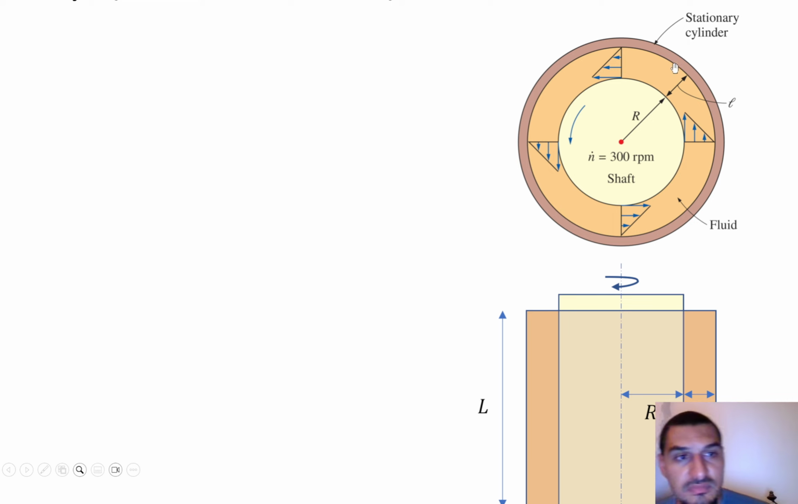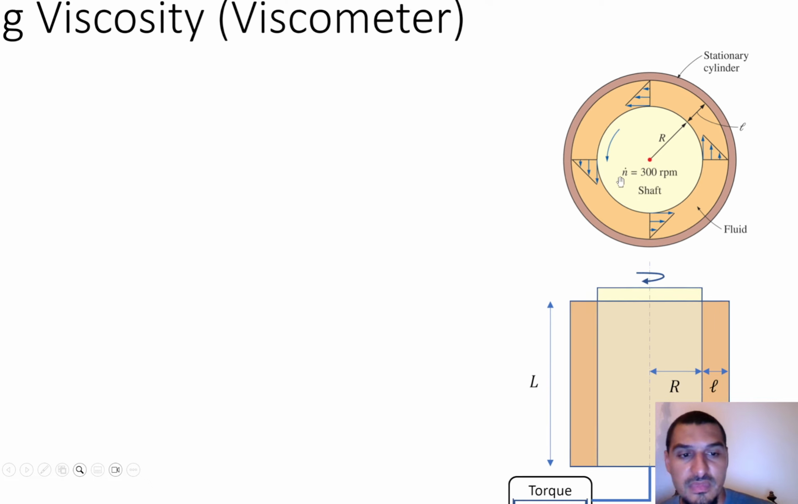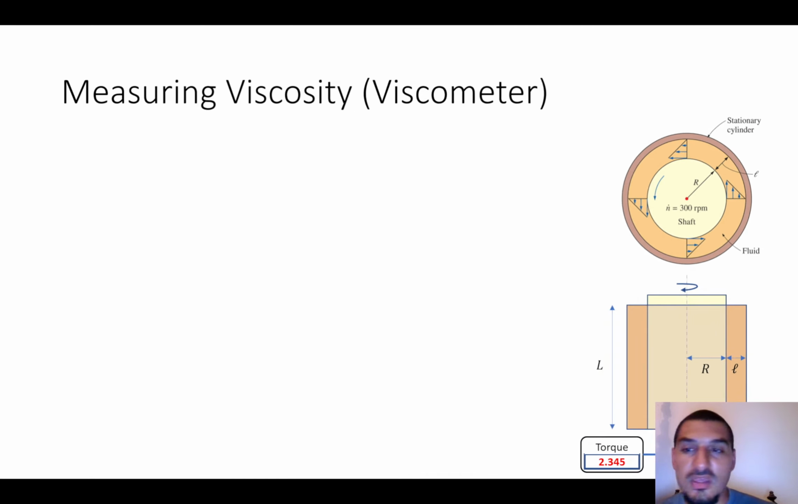Okay, the outer cylinder is stationary, so it doesn't move, and the fluid that we want to measure the viscosity of is poured here, or fills the spacing between the two cylinders. And the inner cylinder is not hollow, it's a closed cylinder, and it can rotate with speed n dot in rotations per minute. Okay, and if you think of this, it's very similar to the parallel plate experiment that we did before. In this case, we have two parallel surfaces, but it's two cylinders instead of two parallel plates.